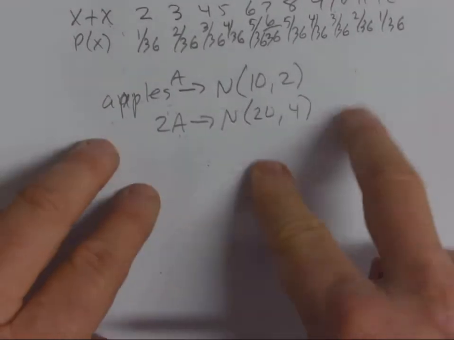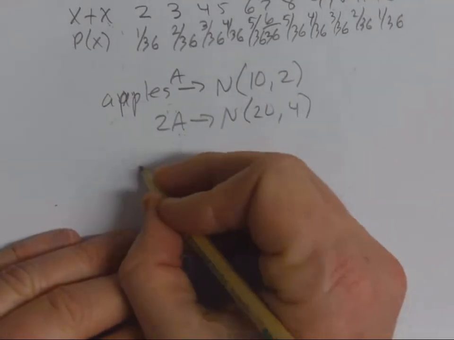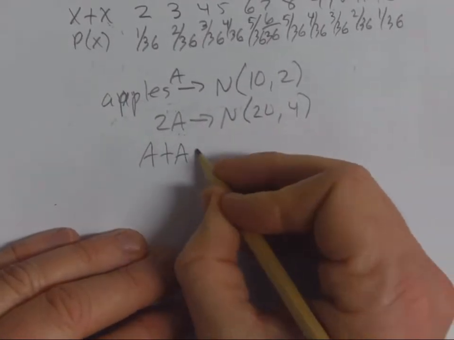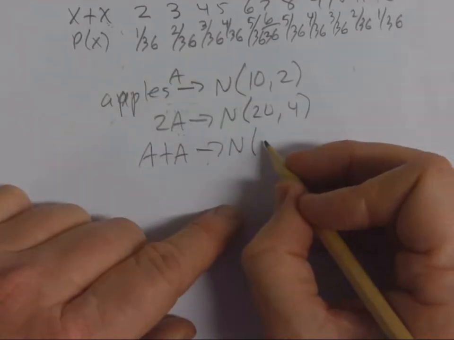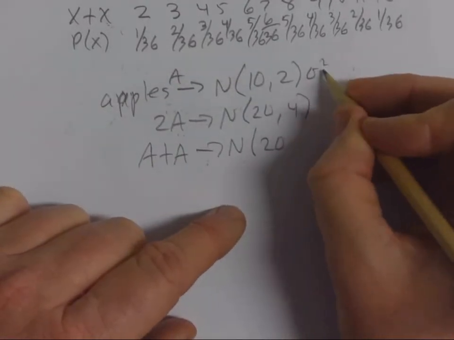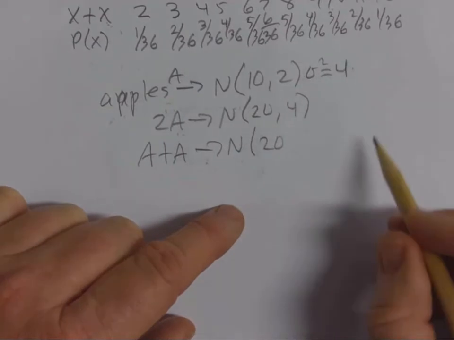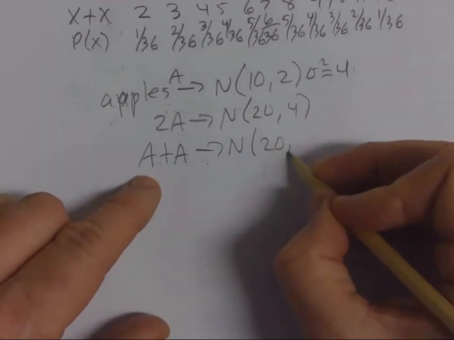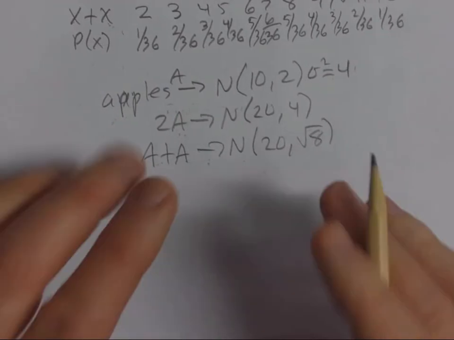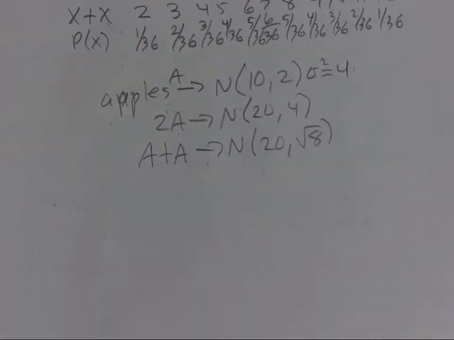But what if I get 2 different apples and add them? A plus A. If I get 2 apples and add them, it'll also vary approximately normally. A plus A, so the mean would be 20. I have to add the variances. So I add the variance twice, so that would be 4 plus 4. So the standard deviation would be the square root of 8. A different variability going on.